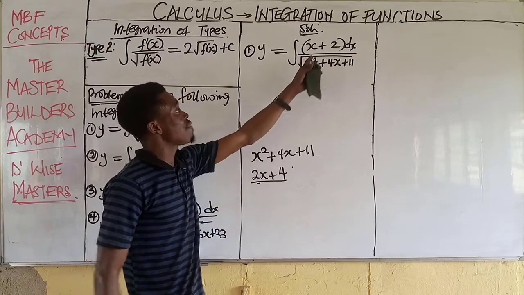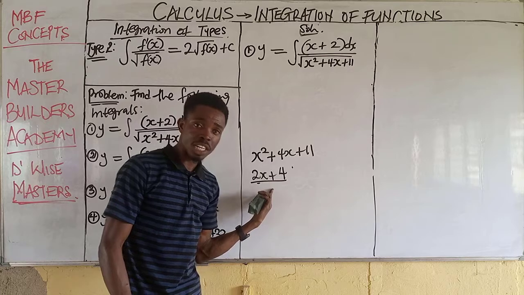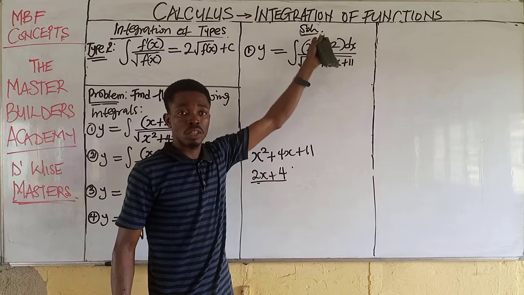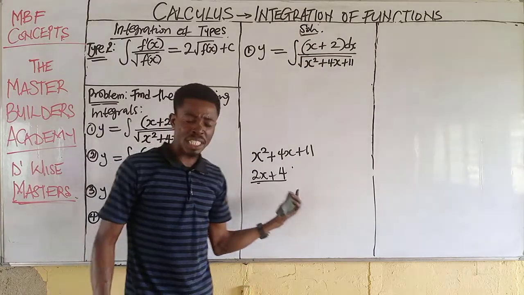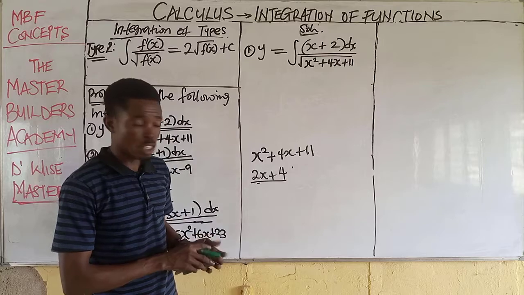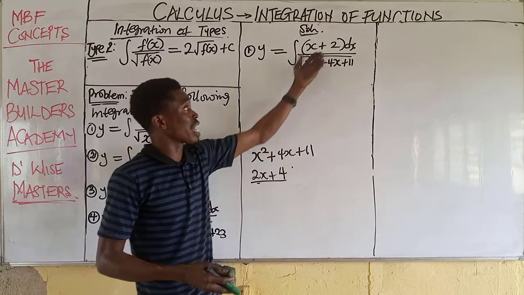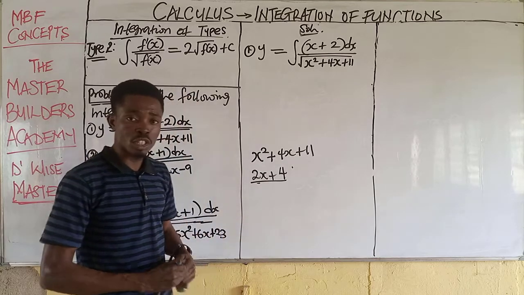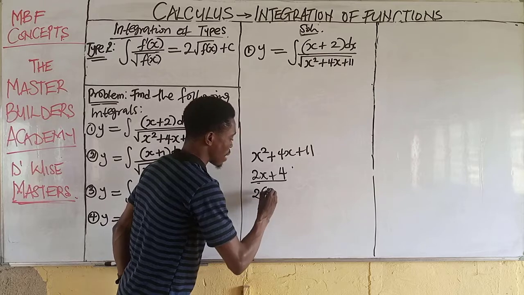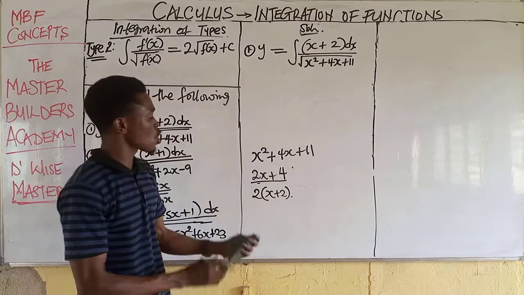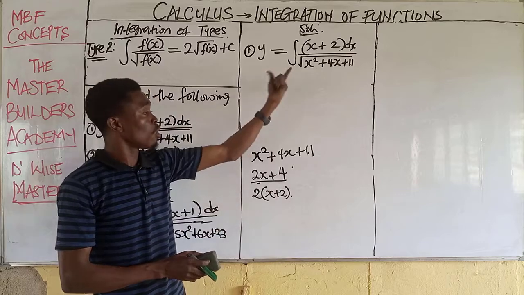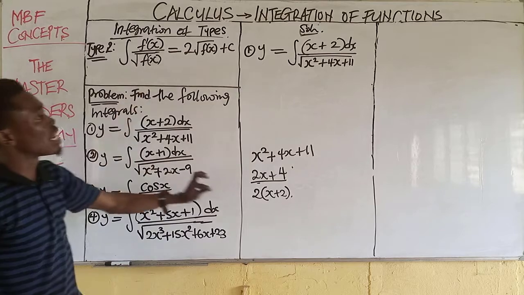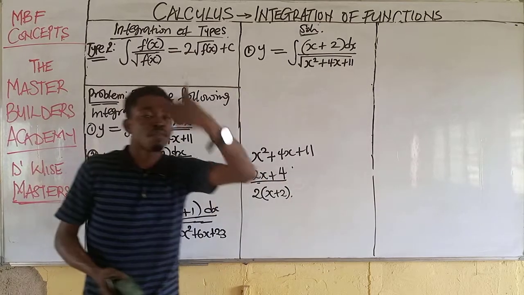So now at the numerator we have a linear function, and the derivative of the denominator is equally a linear function. But the coefficient of the function at the numerator is different from the coefficient of the derivative of the denominator. So what do we do? I need to see if I can factorize one of these functions. Now if we factorize the derivative of the denominator, this would give us 2 open bracket x plus 2. Now we have successfully deduced the numerator from the derivative of the denominator.